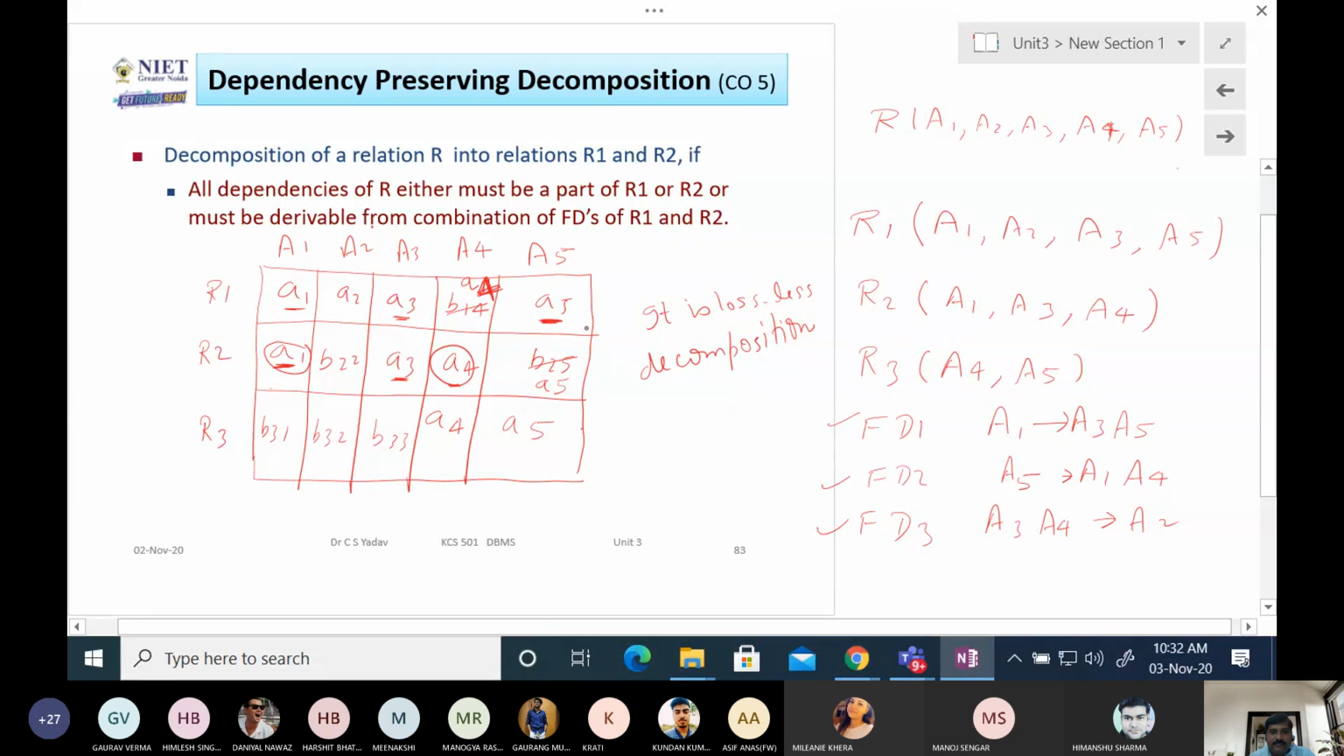There is no need to check for other FDs. Now solve this question. This is a home assignment, and in the next lecture I will ask about the answer.